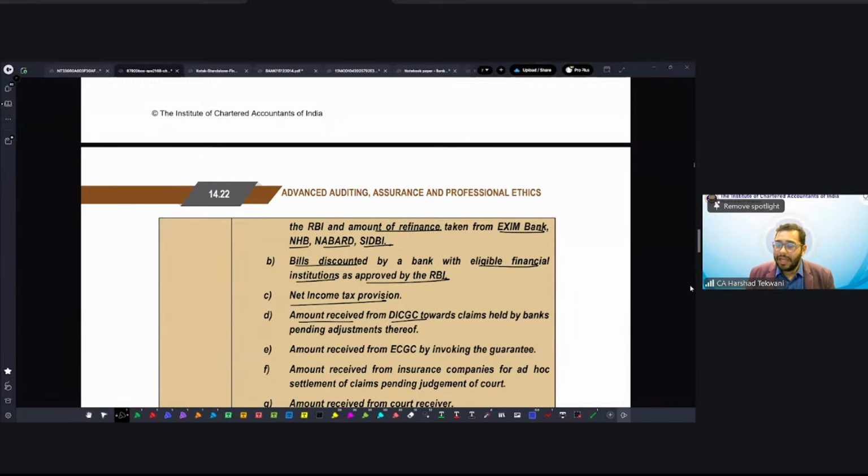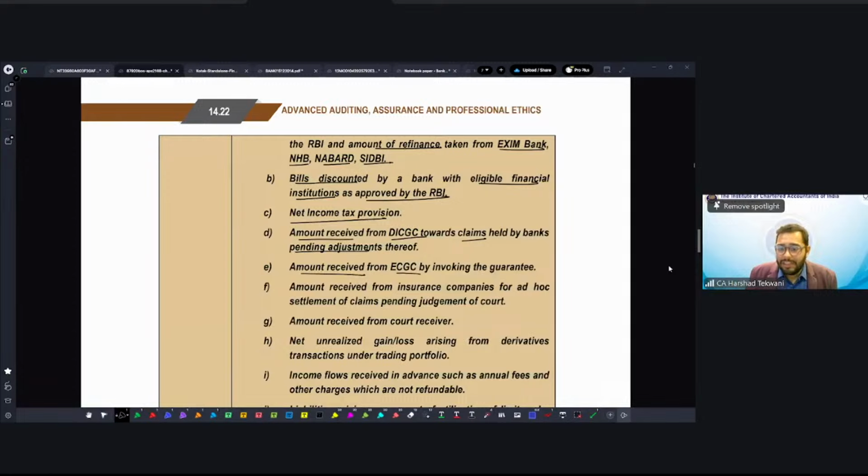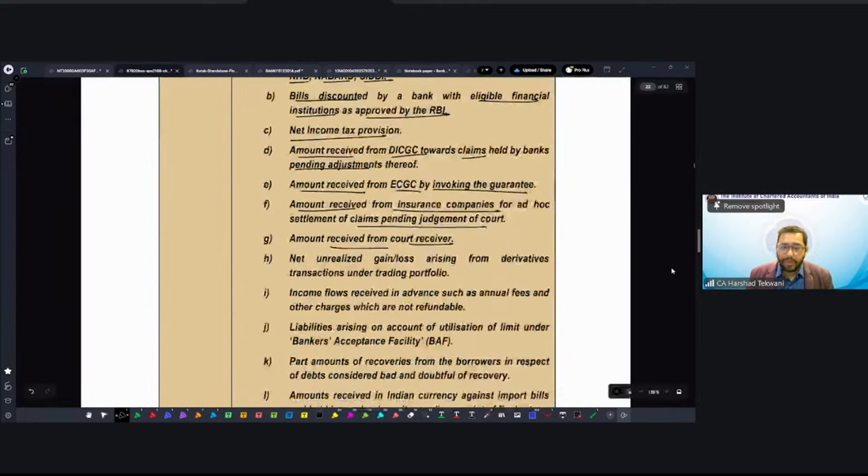Credit guarantee. Now again here you are holding that particular amount towards a claim for any pending adjustment. That means you have received an amount, the claim is required to be adjusted, details are required to be adjusted, but you have the amount with yourself. Again, amount received from ECGC by invoking guarantee. Amount received from insurance companies where the claims are pending for the judgment of court. So the adjustment is still pending, but you have received the amount. Amount received from the court receiver in case of a liquidation or something, all those things.